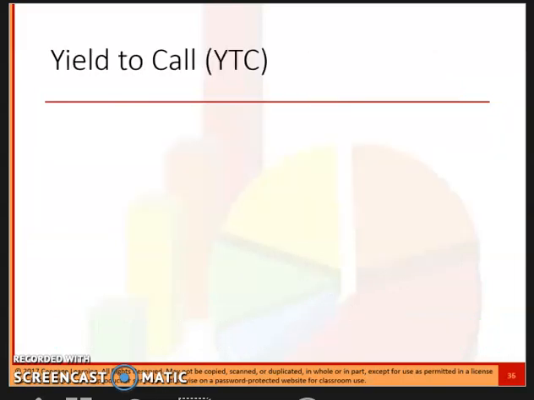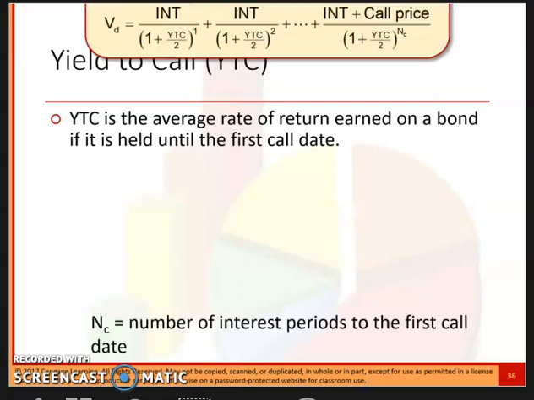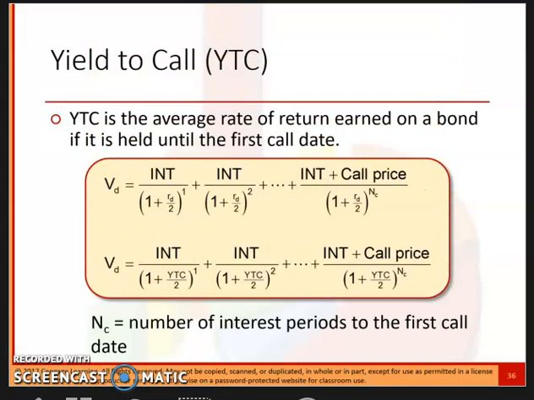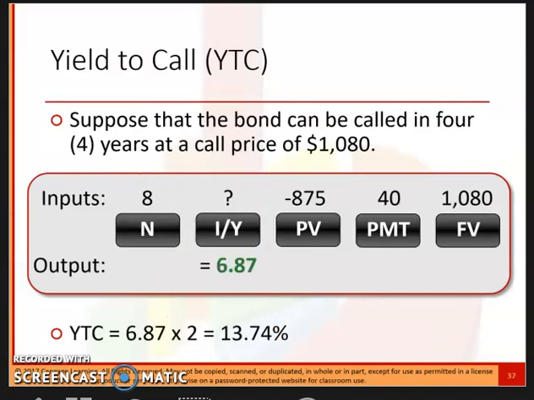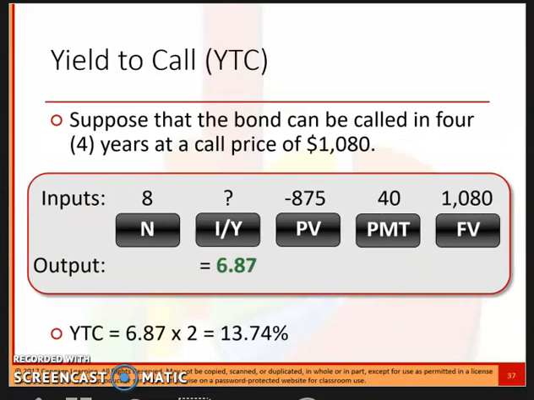So yield to call. What we do on yield to call, we have to consider the call date and then also the call price. So yield to call is the average rate of return earned on a bond if it's held until its first call date. Again, it's a pretty ugly looking calculation if you have to do it by hand. It is actually possible to do, but it's much easier with a graphing calculator if you have one. But on your calculator, yield to call looks like this.